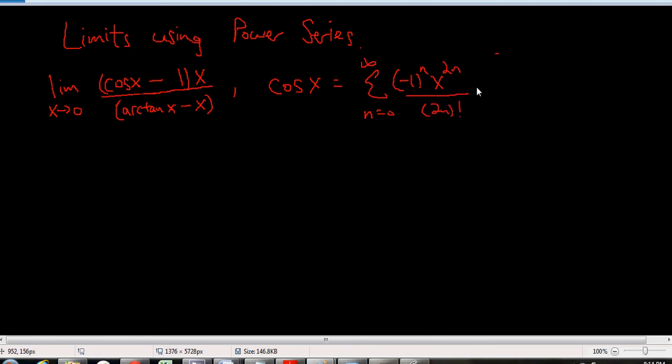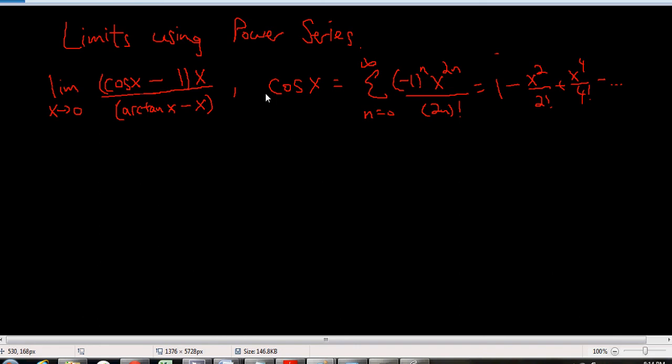Now, when I'm working with limits, I much prefer to rewrite them out in the expanded form, so you see what might cancel and what might be able to divide out between the different series. So let's take a look. It's 1 minus x squared over 2 factorial plus x to the 4 over 4 factorial, etc. Alright, so that's the first one.